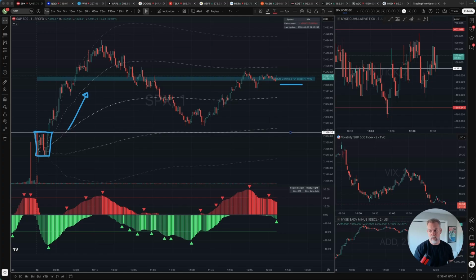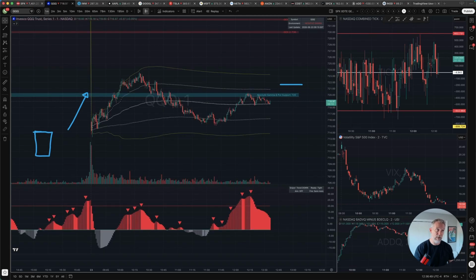My brain was somewhere else. I was looking at other things. And what could have been a good confluence was, look at the Qs. We open up below absolute gamma, so it's a high probability that we're going to start moving towards absolute gamma.